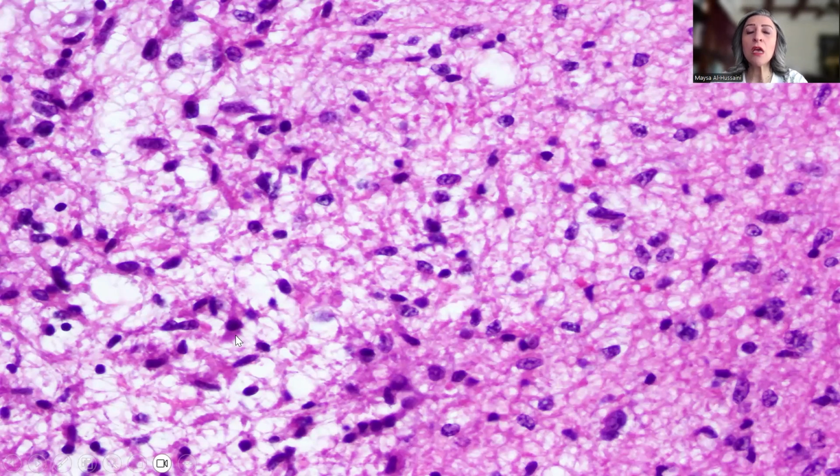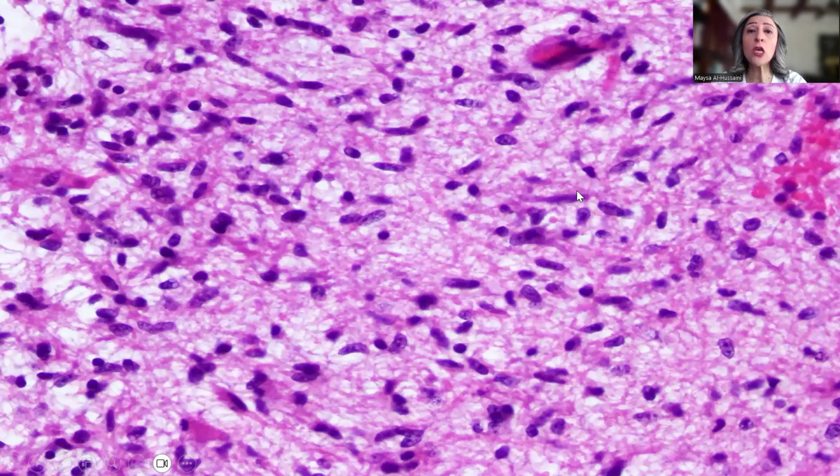Now, mind you, if you pay attention, there is no evidence of Rosenthal fibers nor eosinophilic granular bodies, which are typical features seen in pilocytic astrocytoma, in particular if it was in the posterior fossa, but also, of course, supratentorially, if it shows the typical features. However, remember that myxoid astrocytoma, which is now a subtype of pilocytic astrocytoma, typically does not contain these structures.